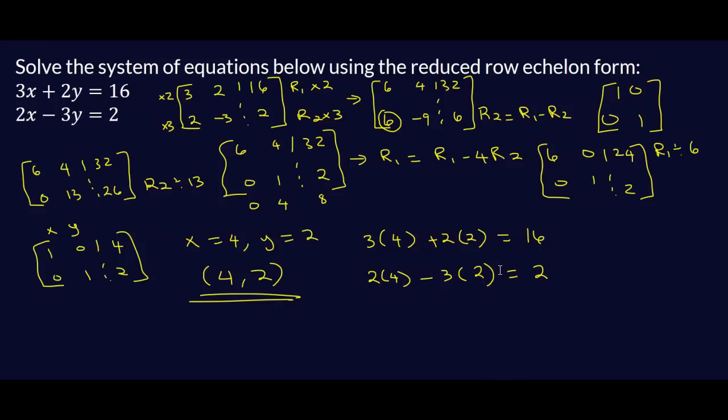So generally, these are the steps you want to follow when you want to solve a system of linear equations in two variables using the reduced row echelon form.